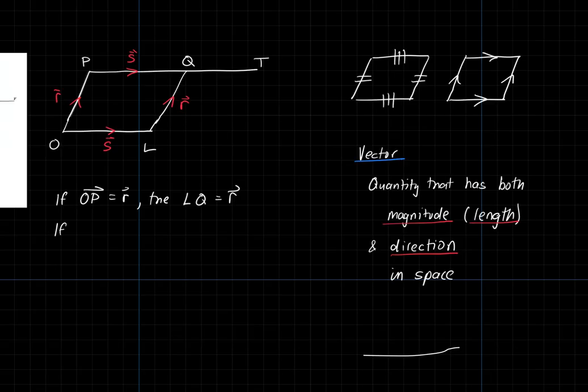We can also write if OL is equal to S, then PQ is also equal to S. Because they're going in the same direction and they have the same length, same magnitude, going in the same direction. All right, what else do we got?